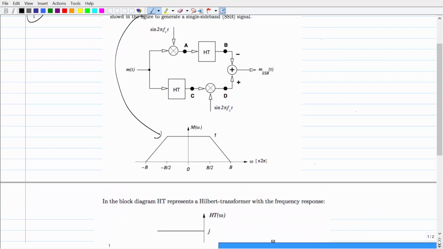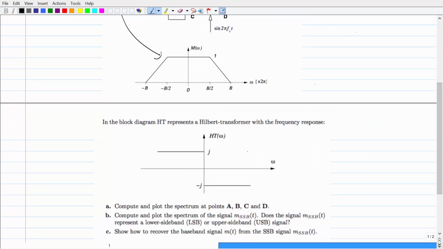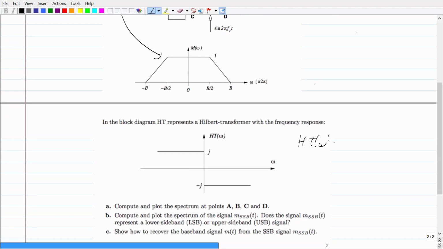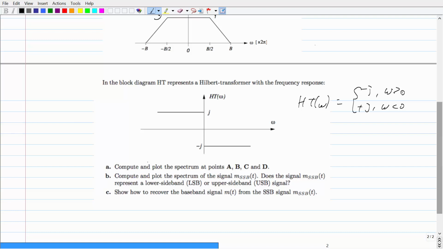In this block diagram, HT stands for the Hilbert transformer. This means that for positive frequencies you multiply by minus j, and for negative frequencies you multiply by plus j. So the first part is to compute and plot the spectrum at points A, B, C, and D.